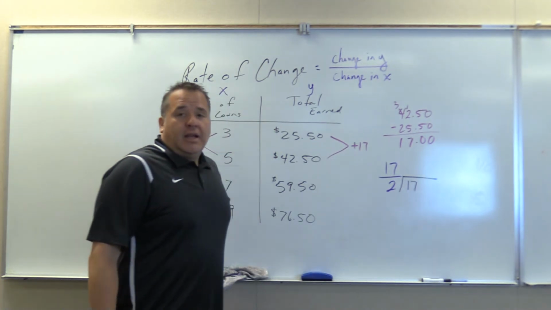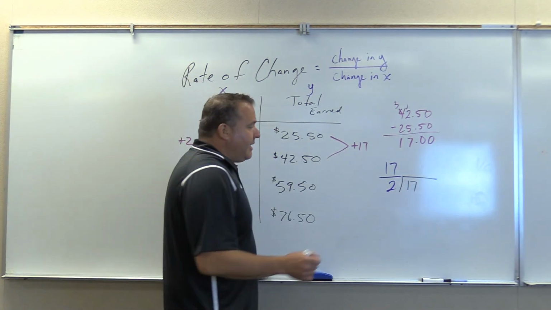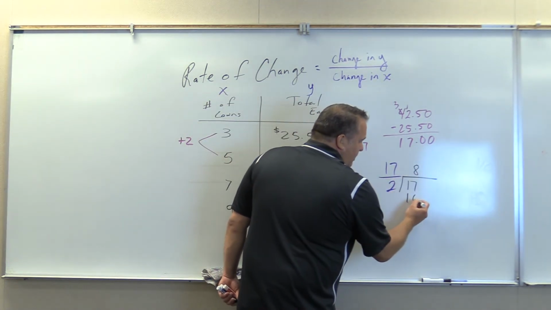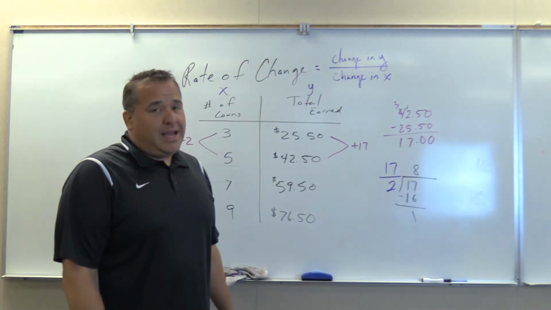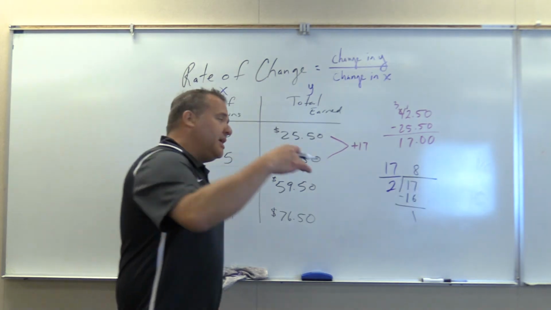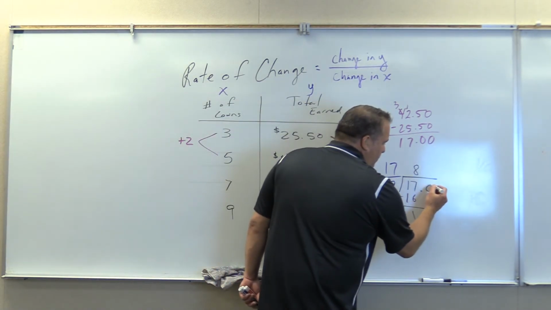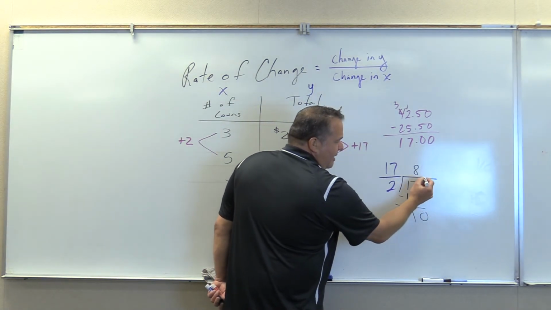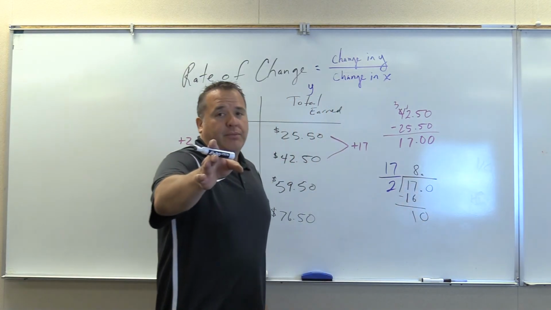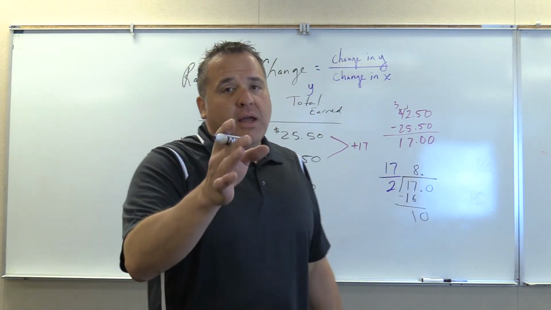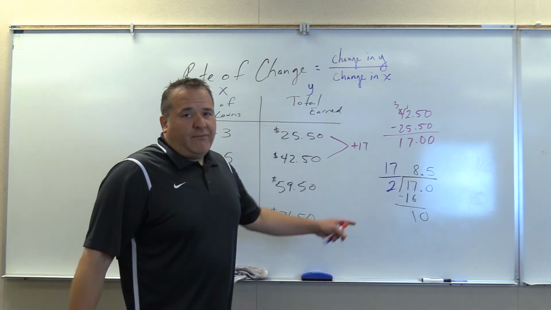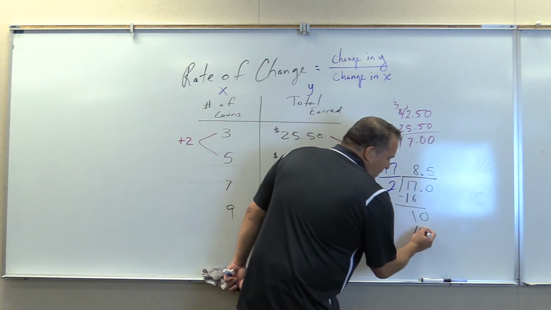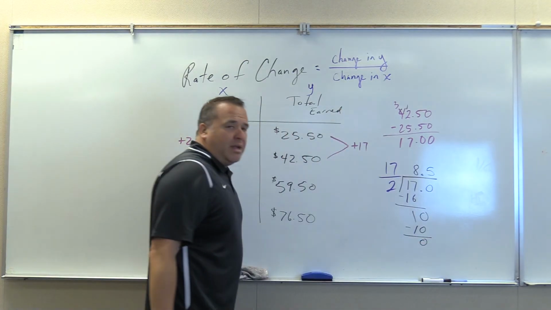Now 2 goes into 17 8 times. 8 times 2 is 16. Subtract, you got a 1. Now what you're going to do next, you cannot have a remainder. So you're going to add a decimal and a 0 and keep going. Decimal, 0, bring the 0 down. Bring that decimal straight up so you don't forget about it. If you forget about it, it's wrong. Now 2 goes into 10 5 times. 5 times 2 is 10. Subtract, there is no remainder.